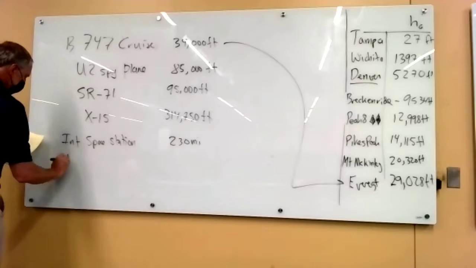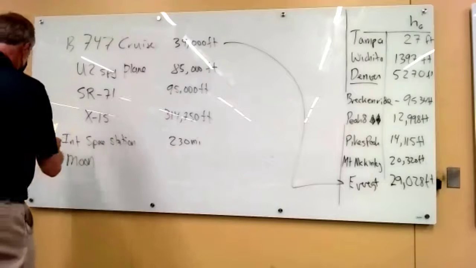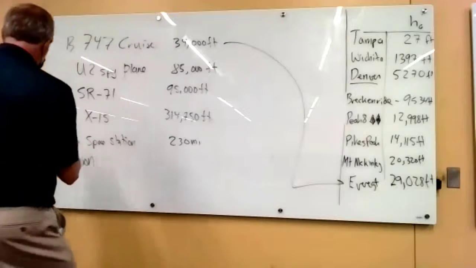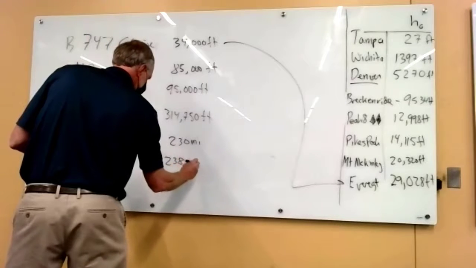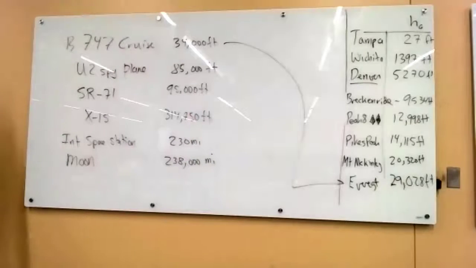We're about done here, but how about the moon? It's way up there, right? It's averaged about 238,000 miles. We could keep going, but once you get past the moon, your location's not so much relative to the Earth as it is relative to the sun and where you are in orbit around the sun.